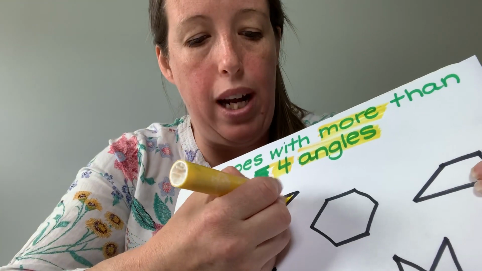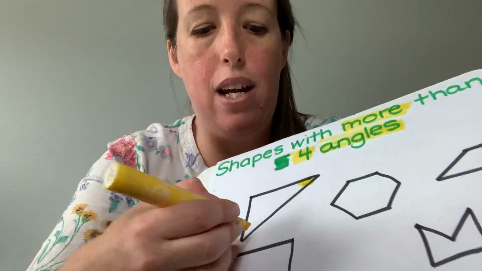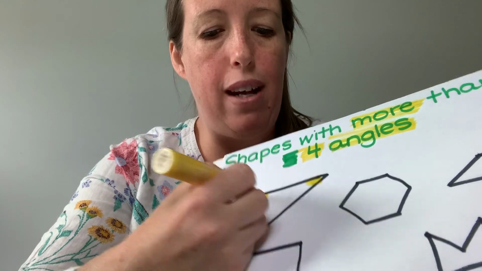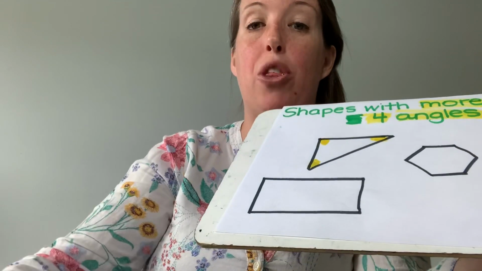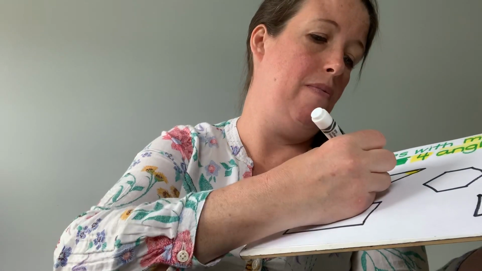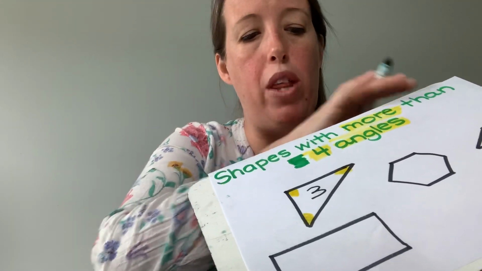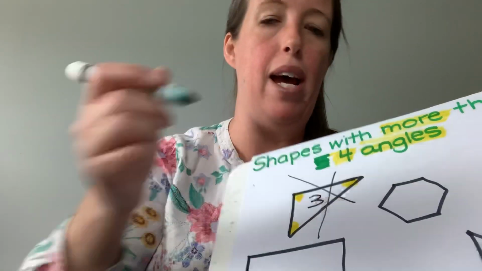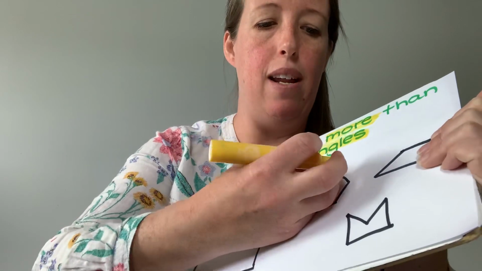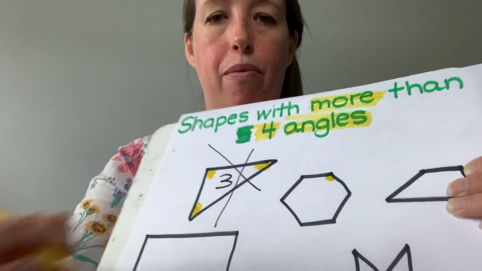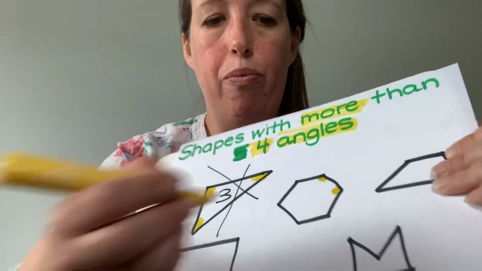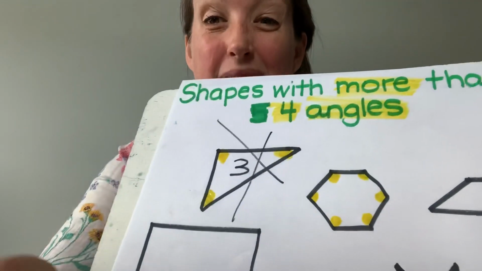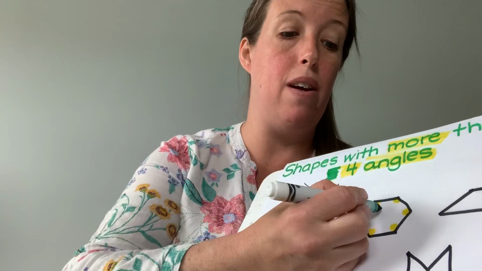Here's 1 angle. That's a space inside. 2 angles. It's kind of like the corner. 3 angles. So I'm going to put my 3 inside the middle. Shapes with more than 4. Is 3 more than 4? No, you don't fit in my heading. Let's try again. 1, 2, 3, 4, 5, 6 angles in this shape.